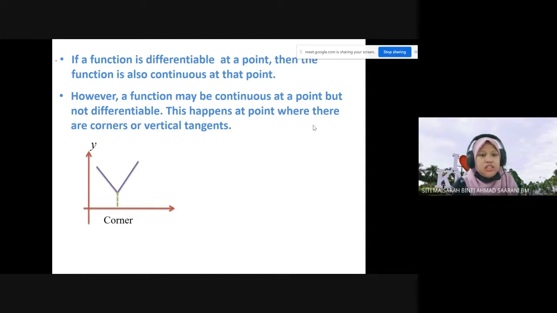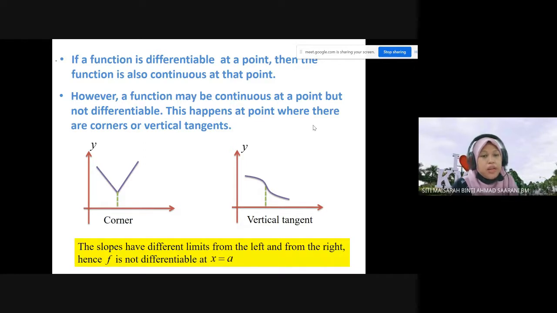okay, this is corner, absolute function is called as corner ni. And then vertical tangent, this is cube root. It is not cubic. So let's say this is f(x) has a vertical tangent. Okay, dia continuous but they're not differentiable. Sebab apa? Because the slope have different limit from left and from right. Dia punya limit dari kiri dengan kanan dia tak sama. So then f is not differentiable at x equals to a.